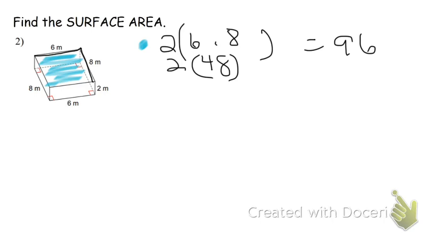Now let's do the front. Okay, we'll do pink this time. The front piece right here. Find the two numbers that you multiply together for that. Okay, so the front piece.